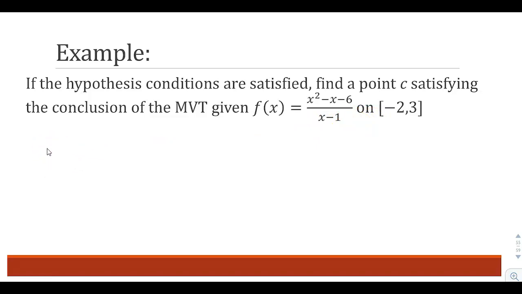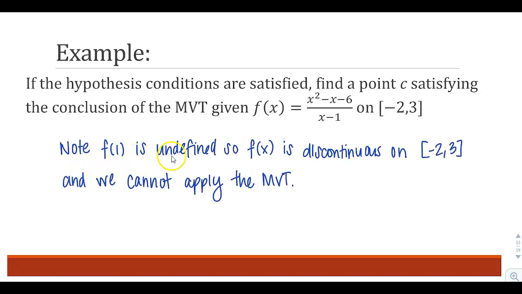So we'll write something like, note f of 1 is undefined, so f of x is discontinuous between -2 and 3, and we cannot apply the MVT. Now, just to be clear, that doesn't mean that there isn't a point c that satisfies the conclusion. It just means that we can't apply the MVT. We can't guarantee one, but it still might be possible.